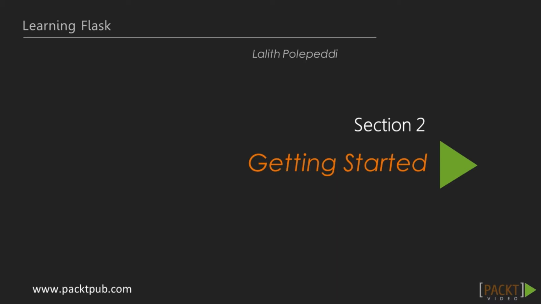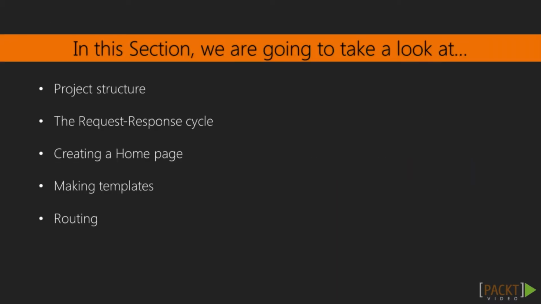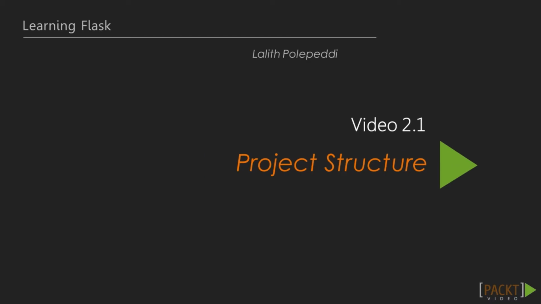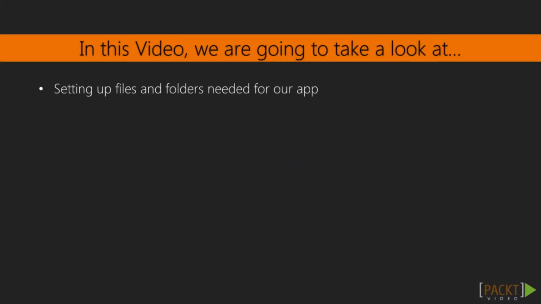Now that we've set up a development environment, let's go ahead and start building a Flask app. We'll start in this section by building a homepage with mostly static content. At the end, we'll have a workflow that we can generalize to build more complex, dynamic pages in the rest of the Flask app. In this video, we'll start by setting up the files and folders needed for the app.